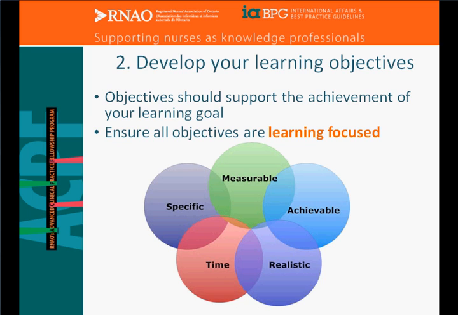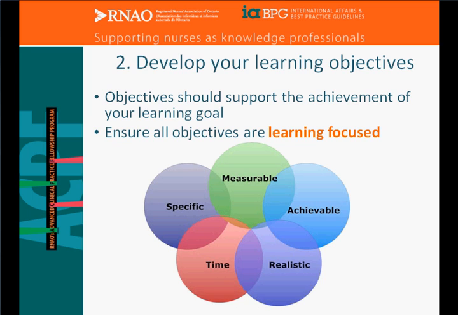Okay, so after you have identified and finalized your learning goal, you'll need to develop the learning objectives. Your learning objectives should support the achievement of your learning goal, and again, they should also be learning focused. I would suggest that if you're new to developing learning objectives, you follow the SMART mnemonic. An objective that follows SMART is more likely to succeed because it's specific, so you know exactly what needs to be achieved. You can tell when the objective has been achieved because you have a way to measure completion.